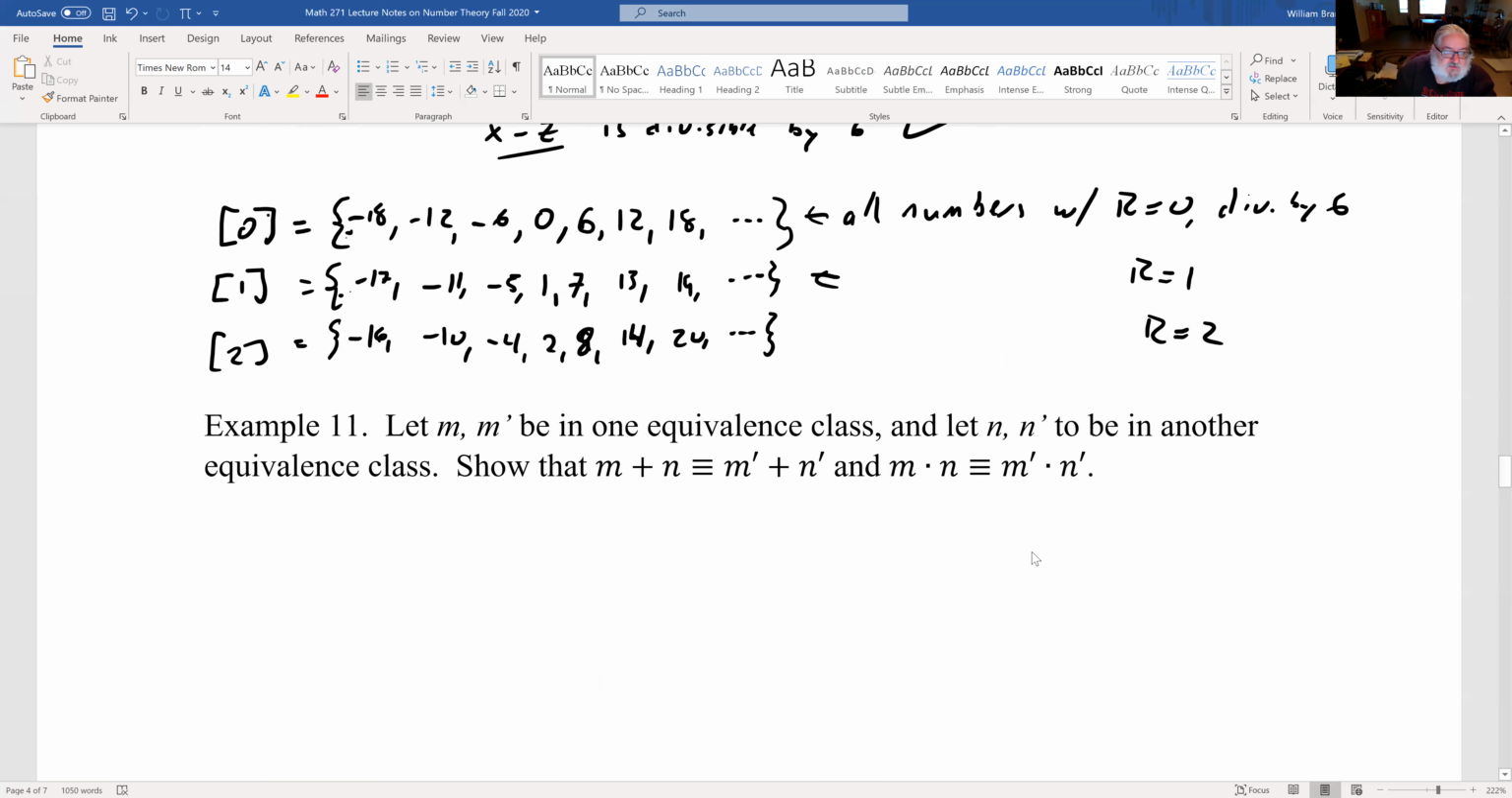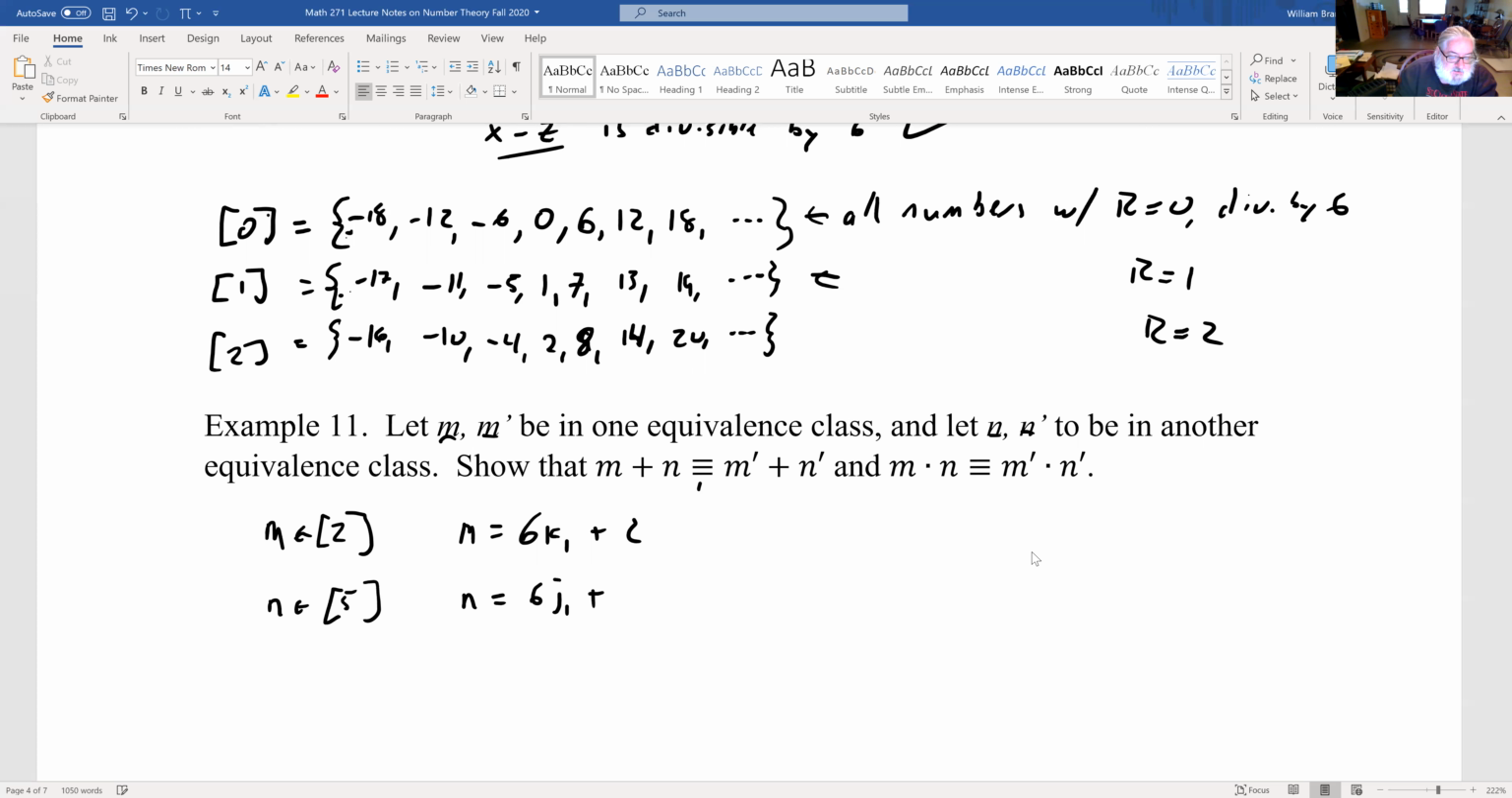So if m and m prime are in one equivalence class, and n and n prime are in a different equivalence class, then m plus n and m prime plus n prime will be in the same equivalence class. Suppose m is in the equivalence class of 2. What does that mean? m equals 6 times something, we'll call it K1, plus 2. And suppose n is in the equivalence class of 5. What does that tell me? It tells me n is 6 times, I need a different letter, J1, plus 5. Being in the equivalence class of 5 means you leave a remainder of 5 when you divide by 6, so n has to be 6J1 plus 5.